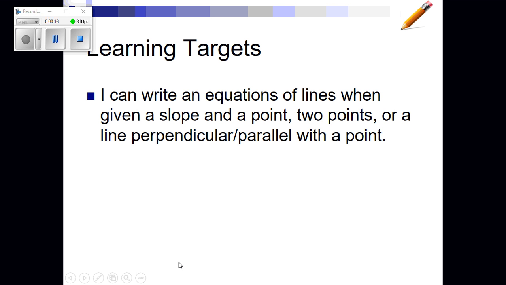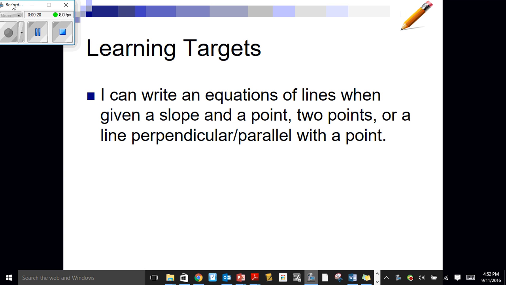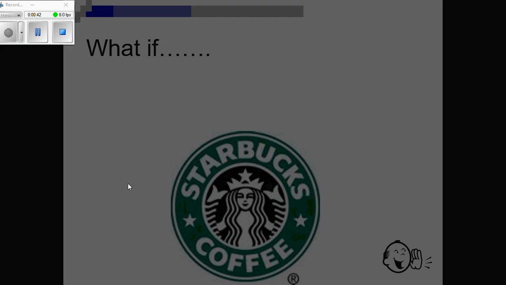First thing we're going to do is talk about the learning target. Today's learning target says that I can write an equation of a line when given a slope and a point, 2 points, or a line perpendicular or parallel to a point. So you will need to be able to write equations of lines given various information. All right, now that you have that written down, let's go ahead and start the work.